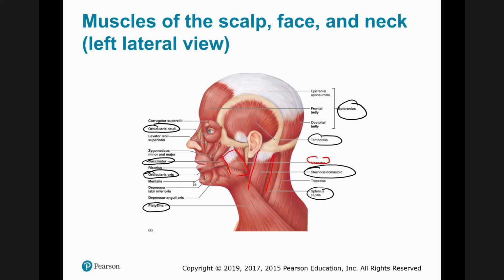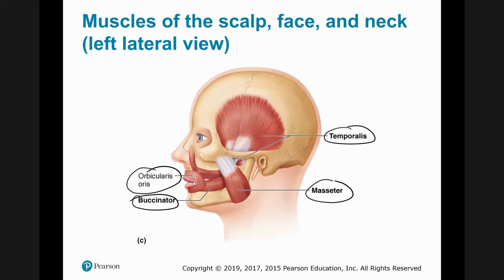Then sternocleidomastoid. Beneath the sternocleidomastoid, you have splenius capitis, and I will show it to you more in the models in a moment. So masseter, sternocleidomastoid, splenius capitis. Buccinator helps in mastication. Orbicularis oculi for your eyelids. Orbicularis oris for the lips. Platysma for the neck, helping in moving it around. Platysma, sternocleidomastoid, and splenius capitis help in moving your neck.